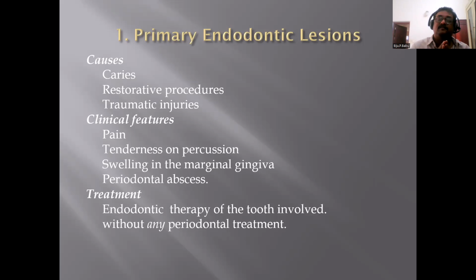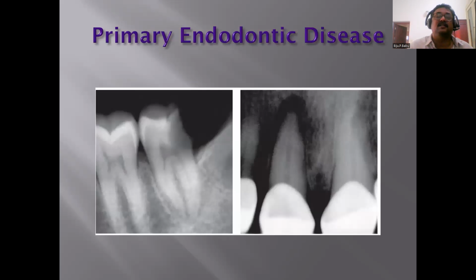So here, your treatment is just focused on your pulpal condition. That is, you remove the diseased pulp, you clean and shape the canal adequately, and obturate it with a three-dimensional obturation so that the remaining apical tissue heals by itself, and you give a post-endodontic restoration. That is all for your primary endodontic condition.